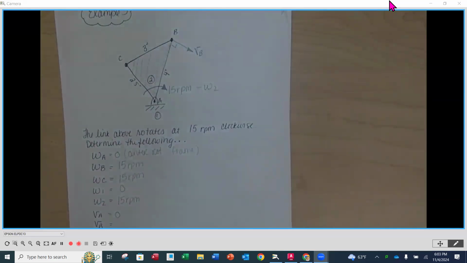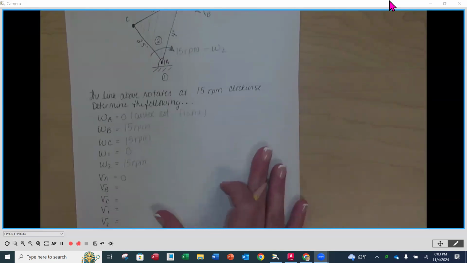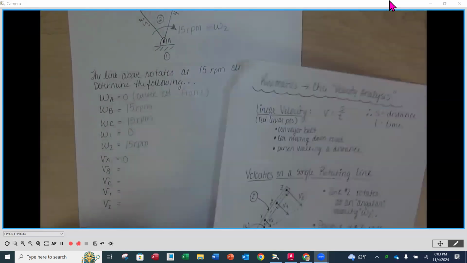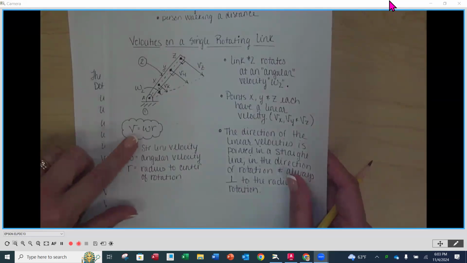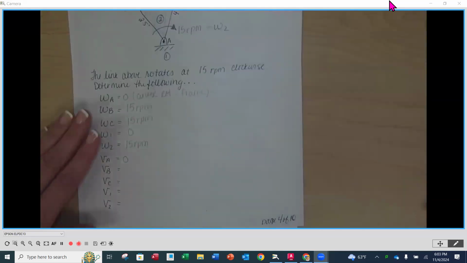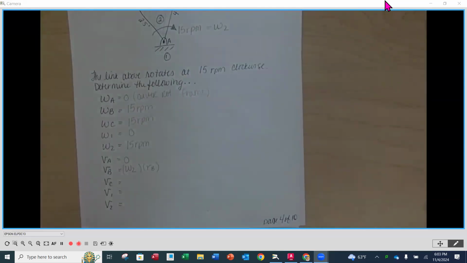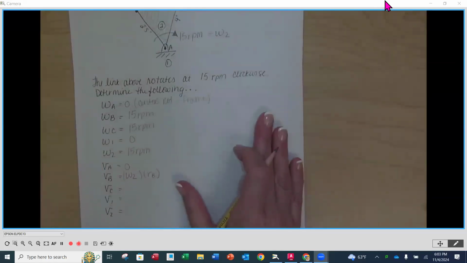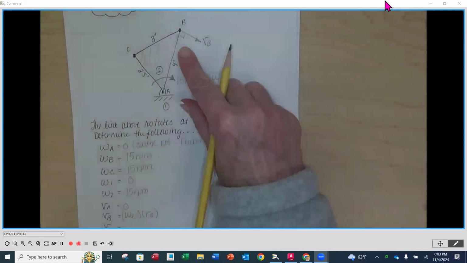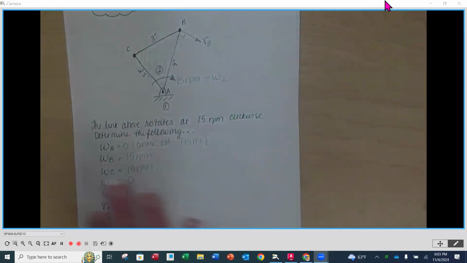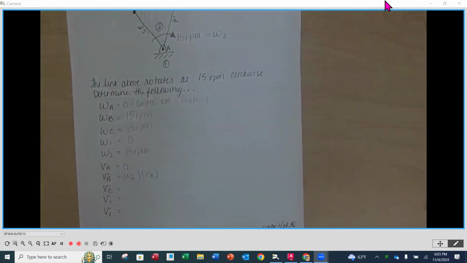Now, to calculate that, how would I determine its value? I go back to the front page, V is equal to WR, right? So this is going to be W2 times R out to B. Now, the radius out to B, we can see, that's going to be 4 inches. But what about W2? I know I can't put 15 RPMs in there, can I?